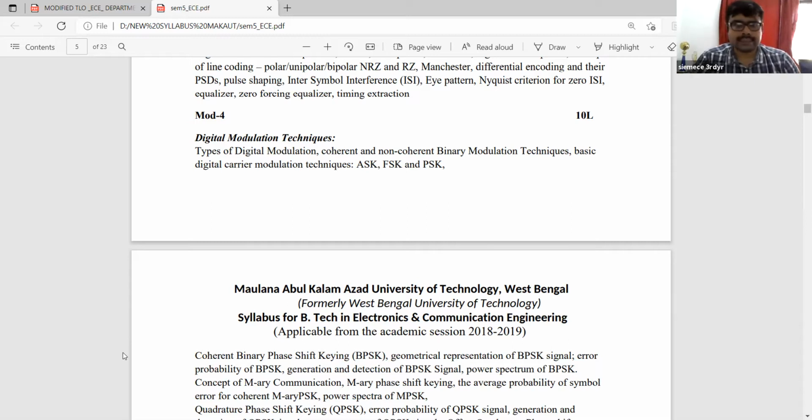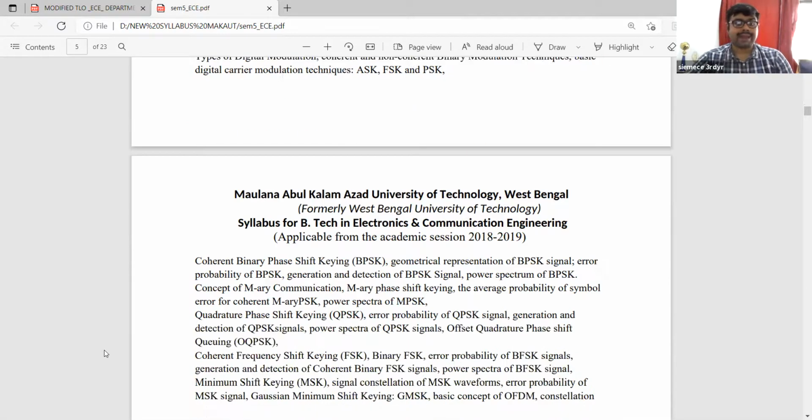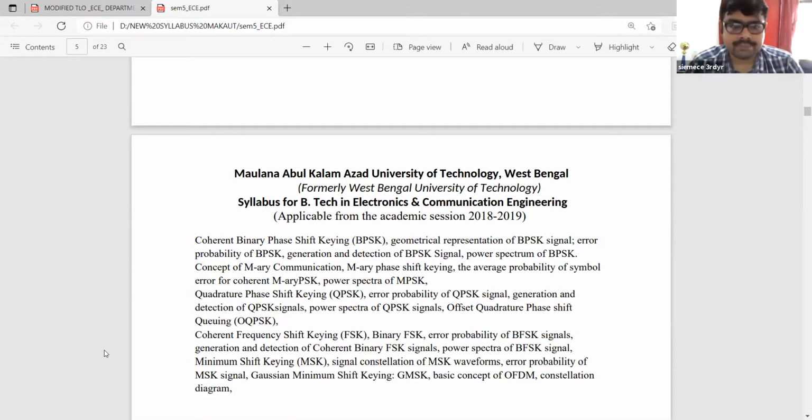So digital modulation techniques, if you classify the types of digital modulation: coherent and non-coherent binary modulation techniques, basic digital carrier modulation techniques, ASK, FSK, PSK, coherent binary phase shifting, BPSK, geometrical representation of the BPSK signal, error probability of BPSK, generation and detection of BPSK signal, power spectrum of BPSK. So different parameters you have to complete here regarding the modulation techniques.